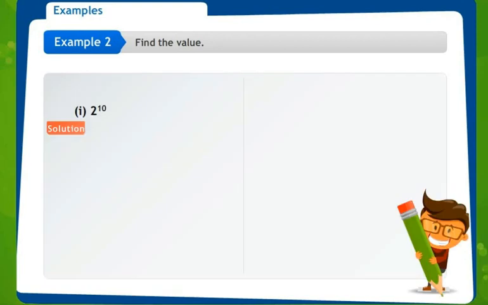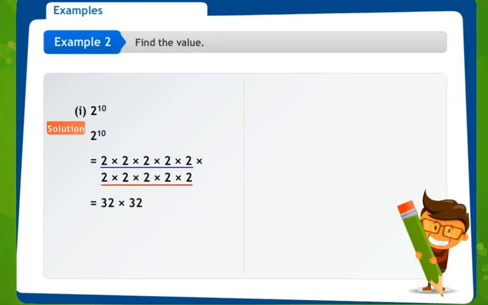Now we are going to find the value. The first one, 2 raised to 10. 2 is multiplied 10 times. First, 5 times when 2 is multiplied, it is 32. 32 into 32 is 1024. So when you multiply 2 raised to the power 10, or 2 ten times, it is 1024.